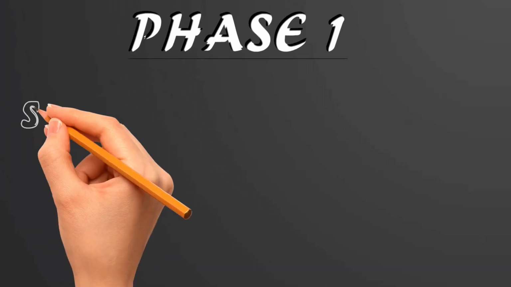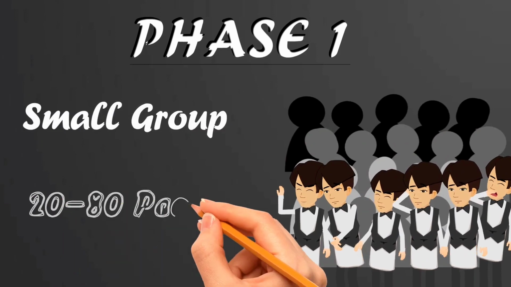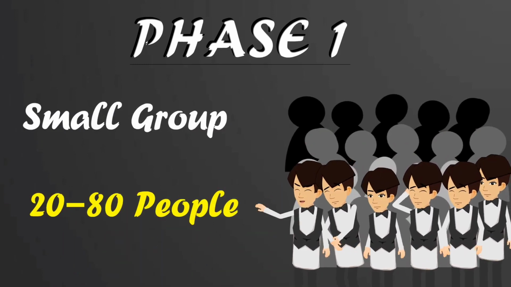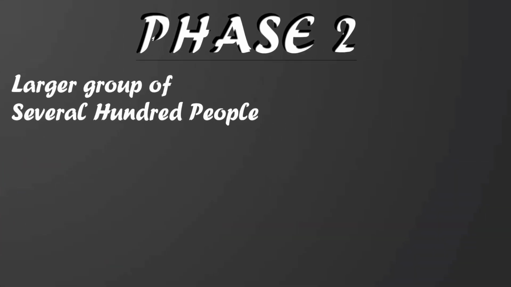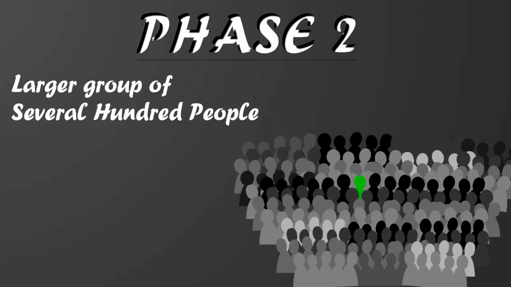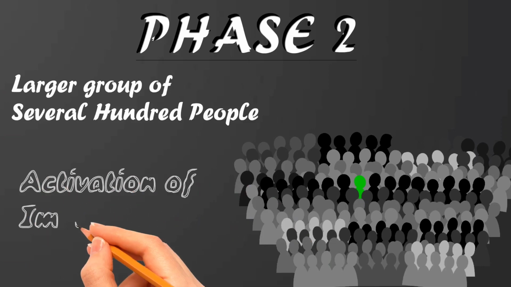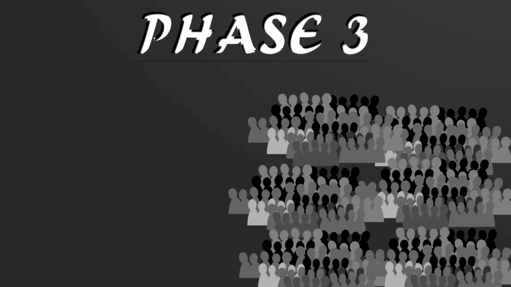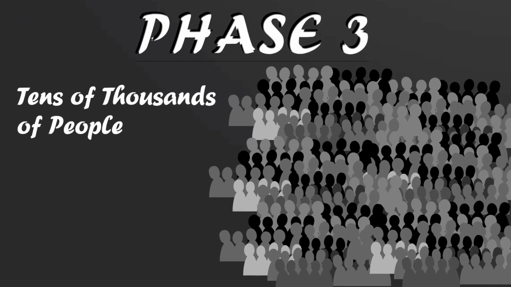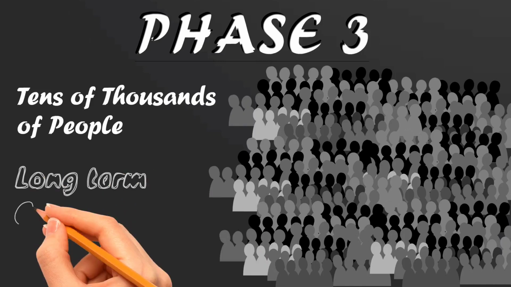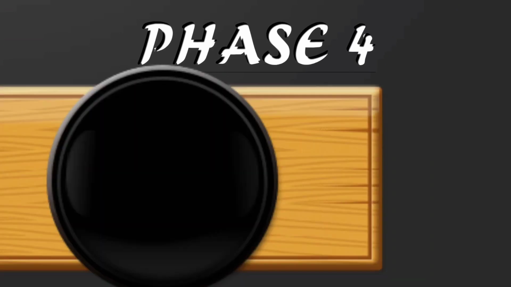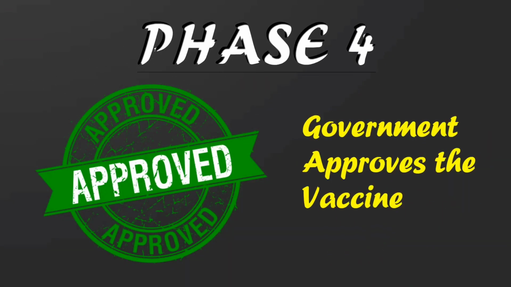In phase 1, a small group of adults is taken, usually 20 to 80 people, and the objective of the testing is to see whether the vaccine is safe or not. In phase 2, a larger group of several hundred people is taken, and the study sees whether the vaccine activates an immune response in the system. The phase 3 trial is done on thousands of people, and this is a study of several years which tests the long-term effects of the vaccine, and phase 4 includes the approval of the vaccine by the government.